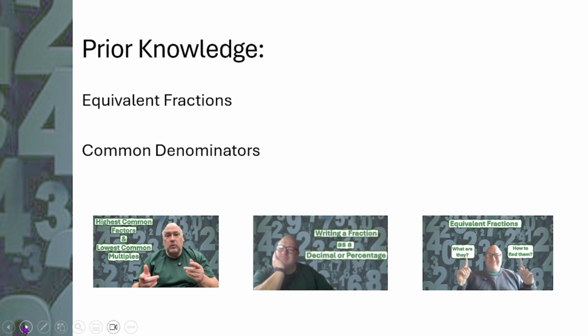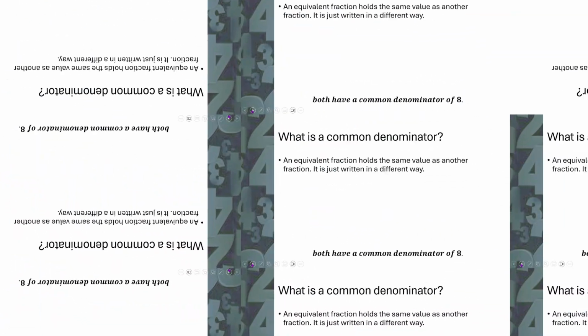So previous videos include finding the highest common factor and lowest common multiple, writing a fraction as a percentage or a decimal, and finding equivalent fractions. And it's at that video that we look at common denominators. So I do recommend you go back and you take a look at those three videos.